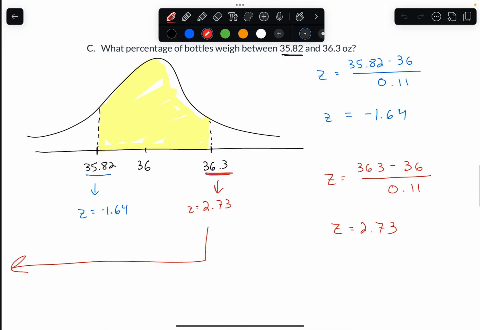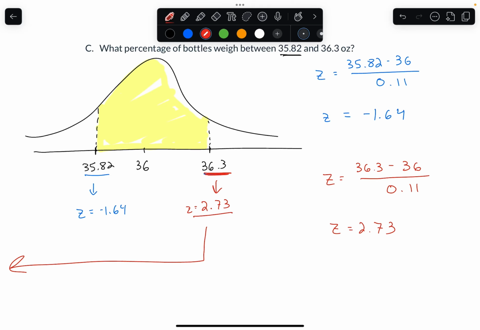The area to the left of positive 2.73 is 0.9968, which we know is too big because it's going to count all of the area to the left, including this little area right here, which I don't want to think about. So I need to subtract that. So in order to accomplish that, I'm going to find the area to the left of negative 1.64.